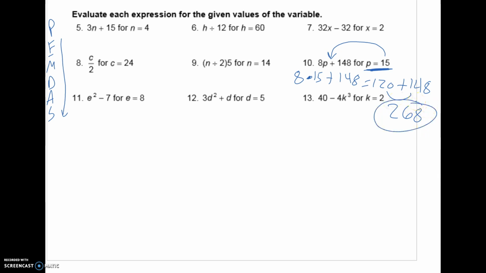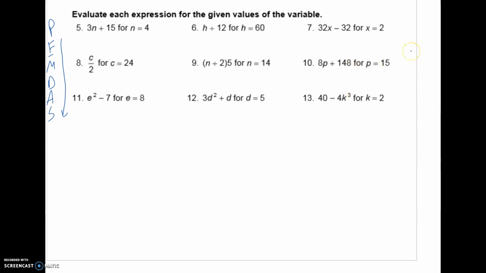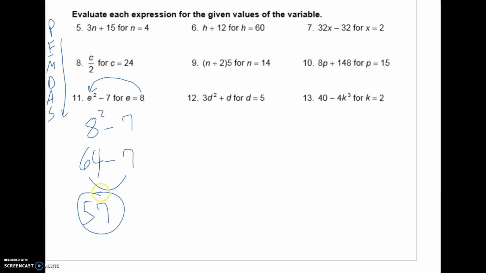Okay, these last three, I'm just going to work through quickly for the sake of time. If you need to pause or slow down, rewind, so you can follow along, make sure you do that. So 8 squared minus 7. 8 squared becomes 64 minus 7. 64 minus 7 equals 57.